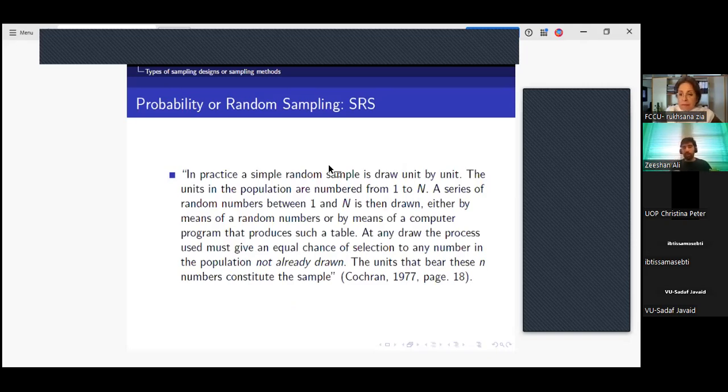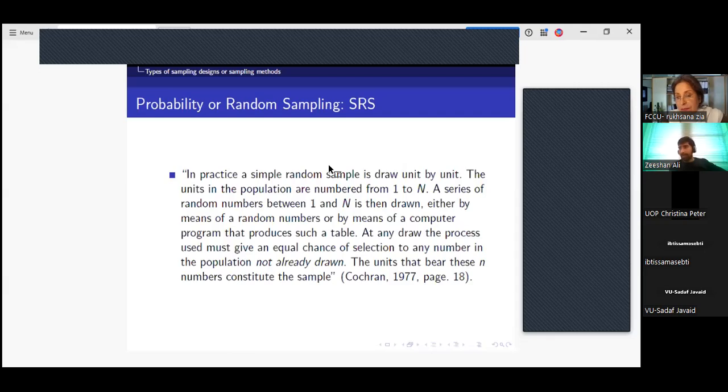N could be 1,000, 2,000, whatever the number of total units you have in your population. And then you pick a specific number, which is a small n, using a random sample numbers table, or generating random numbers using a program. So that's how we usually select a specific random sample.